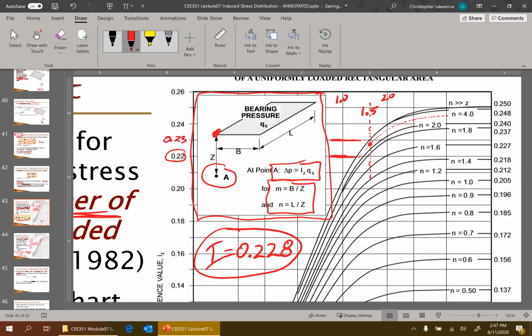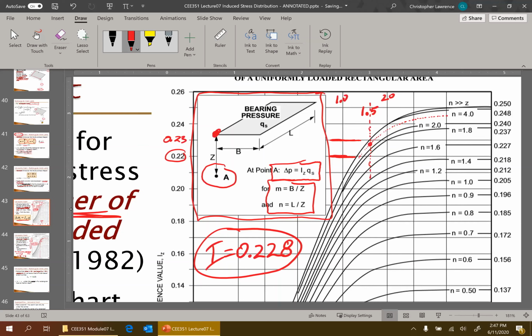Okay. So you were saying that m is always greater than n, or n is always greater than m? N is always bigger, right? Because L is always bigger than B. I mean, they could be equal. You can have m equals 1.5 and n equals 1.5. Okay. But n is always bigger.